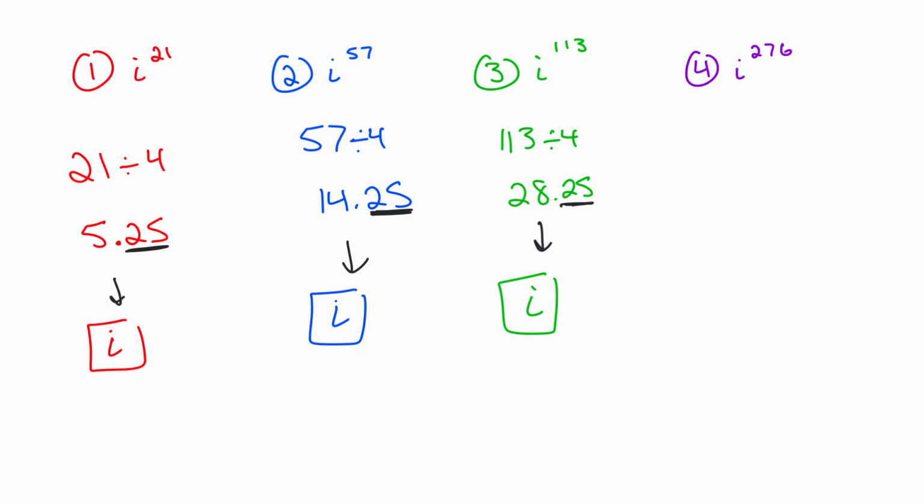This one doesn't end in 0.25. 276 divided by 4 is equal to 69.0. The remainder is 0. That means it's going to be the fourth part of the pattern, which is just equal to 1.